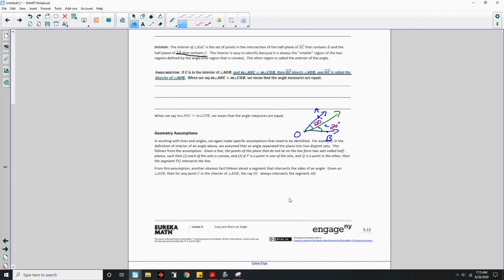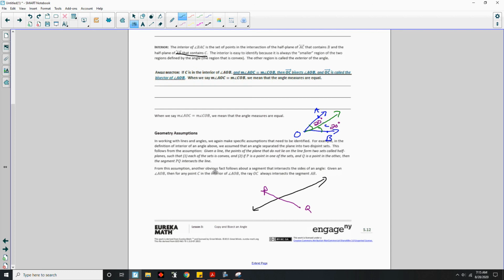So that means we have a plane. We have a plane, and this piece of paper is a plane, and we draw a line, okay, like so. And if we put a point here and a point here, and we call one P, and we call the other Q, then the line segment PQ intersects the line. Okay, that's all that was saying.